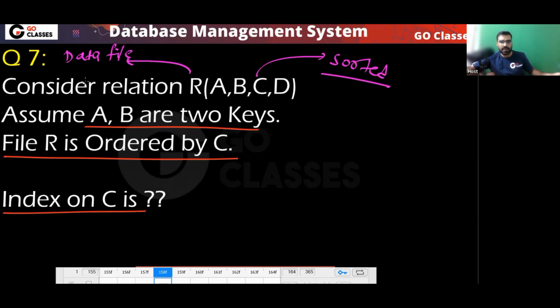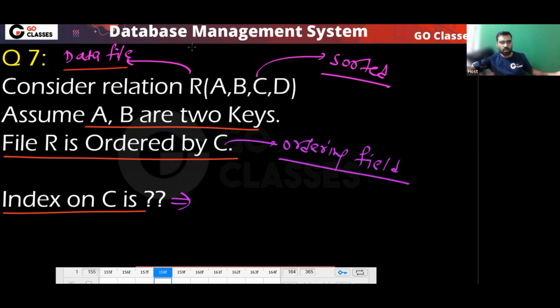Okay, in the data file, this field is sorted. Now you are creating an index on this also. Then what will that be called? You can easily see that C is an ordering field, but it is not an ordering key field, right? Agree or not? This is the ordering field, but this is not a key.